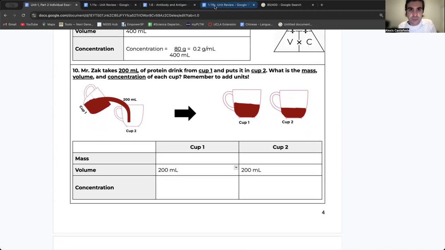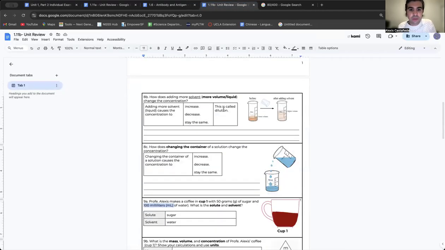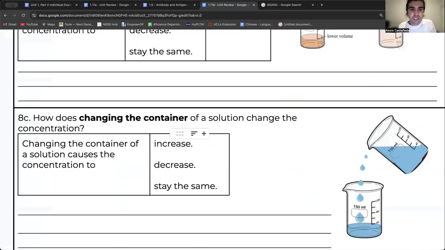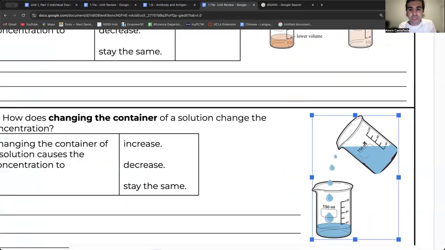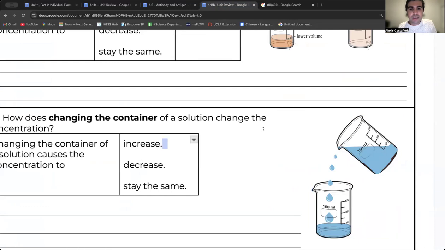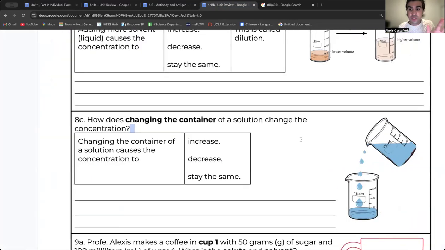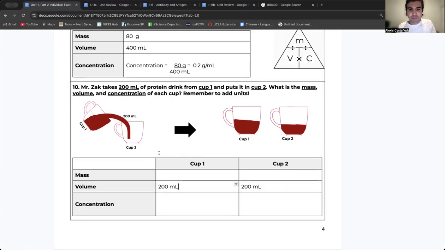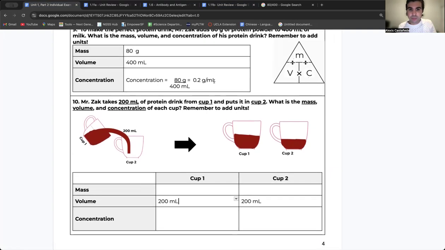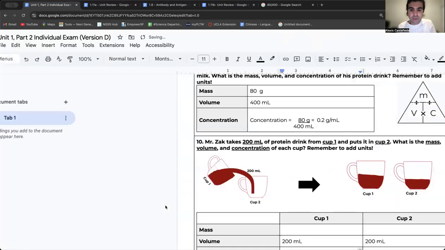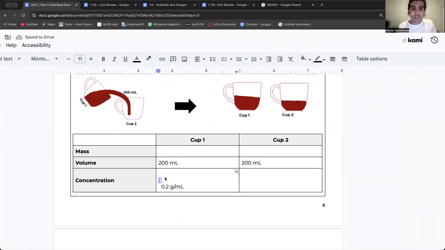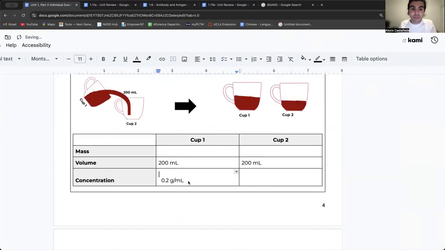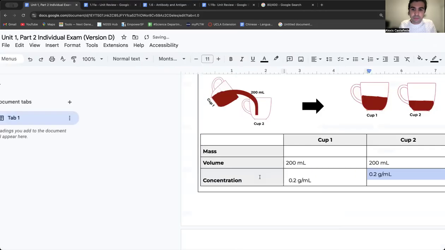What's the concentration? If I just put liquid from one container into another container, that does not change its concentration. The concentration of both of those liquids is the same. So the concentration of cup 1 and cup 2 are the same as cup 1 was before. It's still the same liquid. I did not add any milk or protein powder to it. The concentration will remain the same.